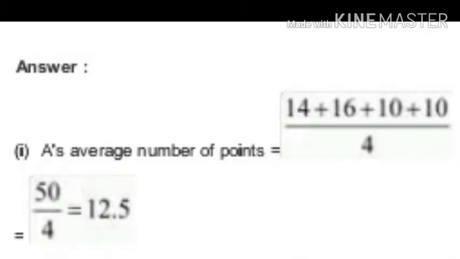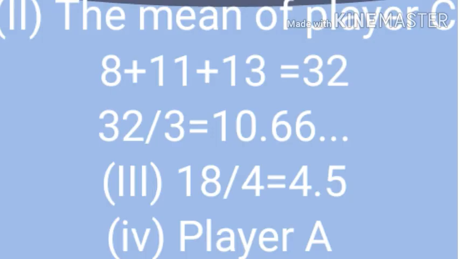So mean score of player A. We have to add all 4 scores made by player A in 4 games: 14 plus 16 plus 10 plus 10. So 50 upon 4 is equal to 12.5. Now mean of player C. First we have to add all 3 observations: 8 plus 11 plus 13 is equal to 32, and divided by 3. And you get 10.6. We have to divide by 3 because player C did not play the 3rd game. So we have to divide 32 by 3.